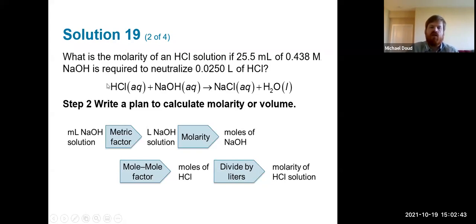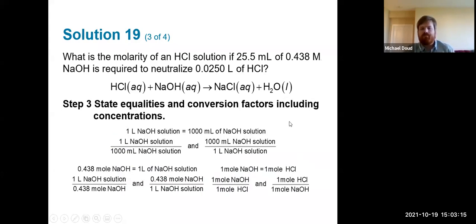Now, what we need to do is determine the number of moles of HCl. In order to do that, we need first the number of moles of sodium hydroxide. If we take the milliliters of our sodium hydroxide solution, convert it to liters, then we can use the molarity to determine the number of moles of sodium hydroxide. From there, we know 1 mole of hydrochloric acid reacts with 1 mole of sodium hydroxide, and that gives us the moles of HCl. Finally, we divide by the liters of the solution, 0.0250 liters of HCl. That will give us the molarity.